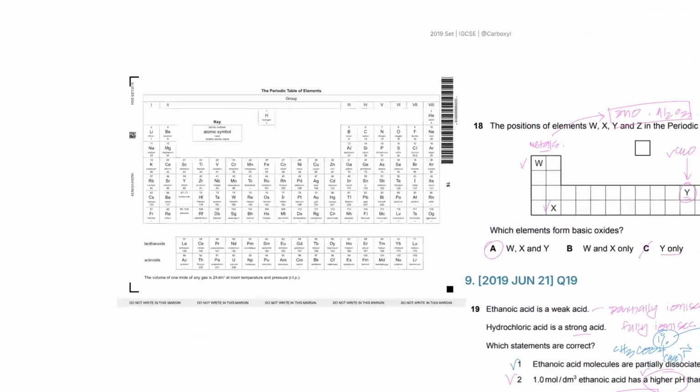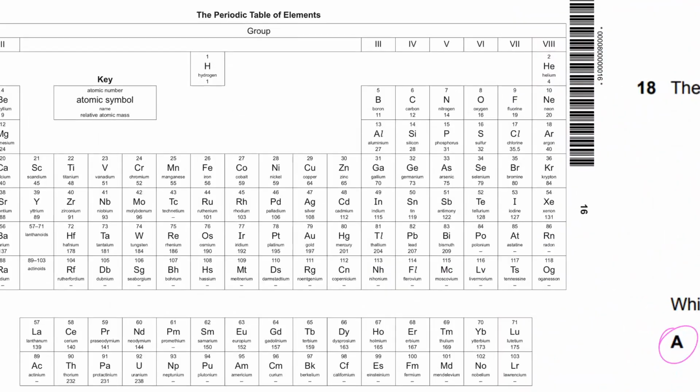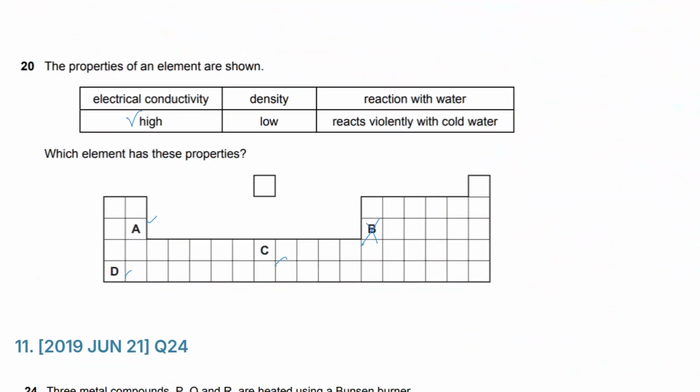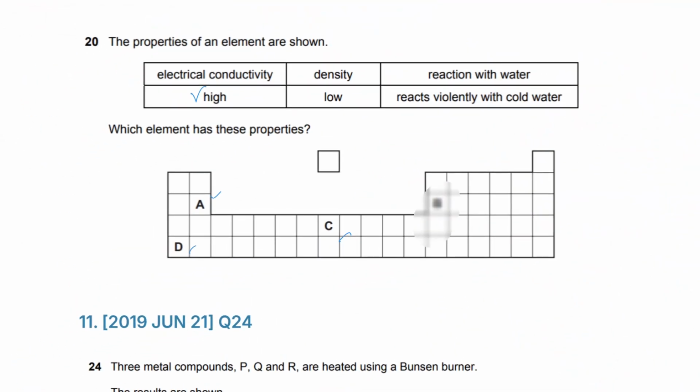In group 3, that's your metal right here. Towards the left you have your metals, and towards the right you have your non-metals. So in group 3 the second element is aluminum. So you can't eliminate it, because B is basically aluminum. So all three could potentially be your answers. They all have high electrical conductivity because they're all metals. B is aluminum. Always check from the periodic table. Done. Now low density, it has low density.